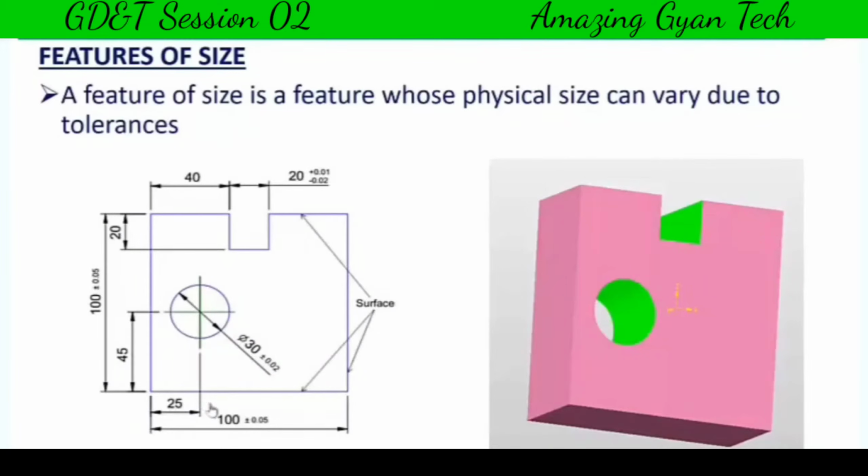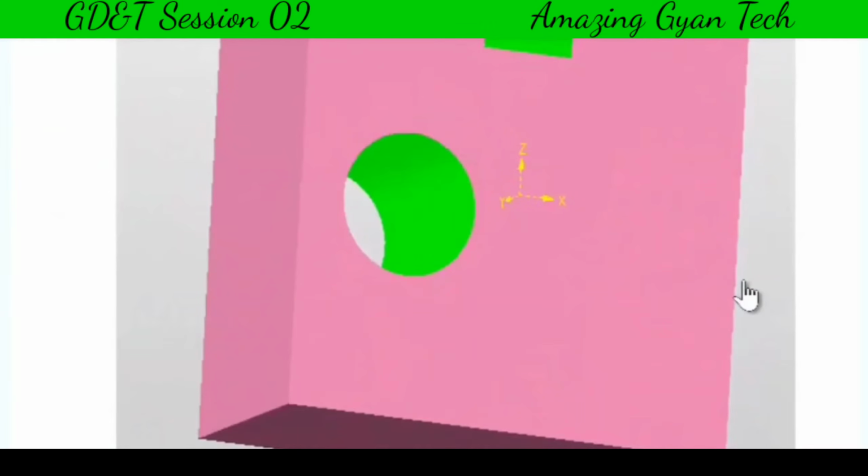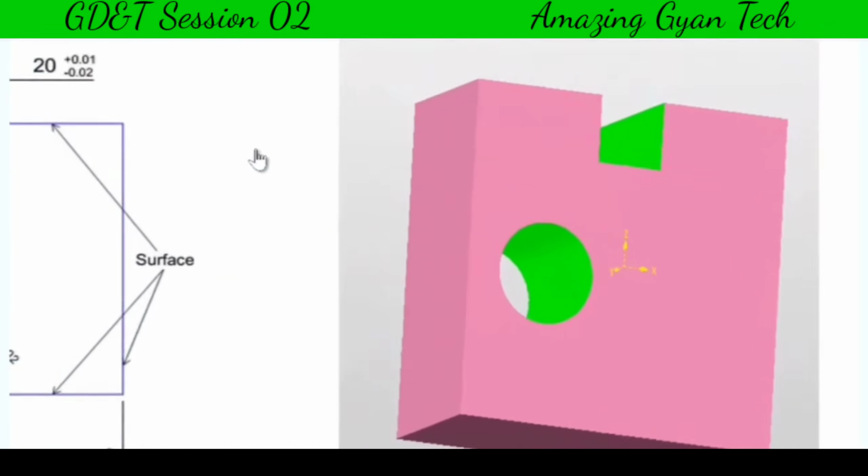Similarly, the width of the block and the length of the block can also vary depending on the size given in the drawing. Whereas this side or this side individually cannot be considered a feature of size, because each contributes to other features. When you measure this surface and this surface, you get the length of this component, which is going to be the feature of size, but individually the surface will not be a feature.